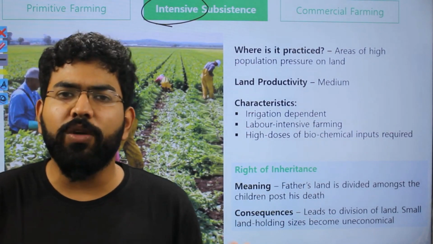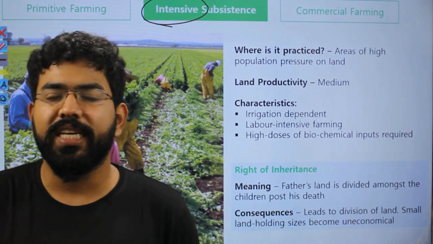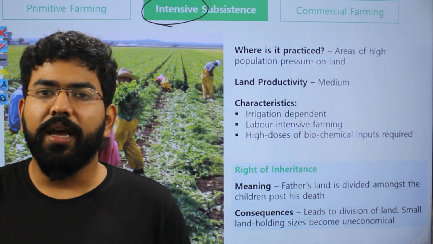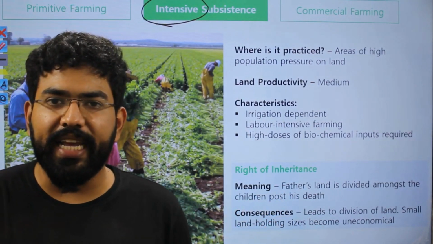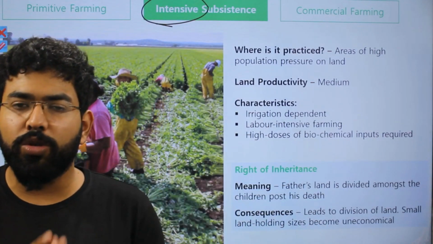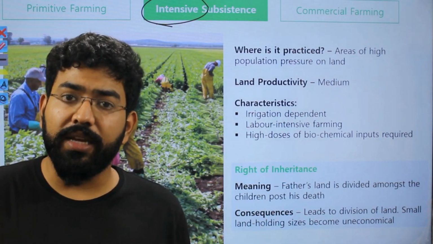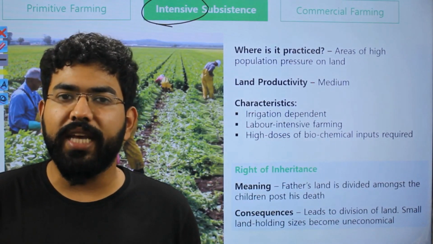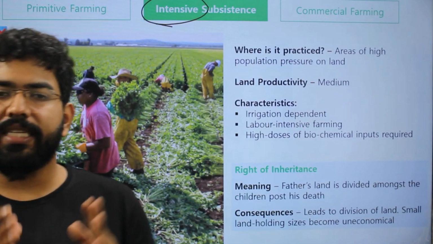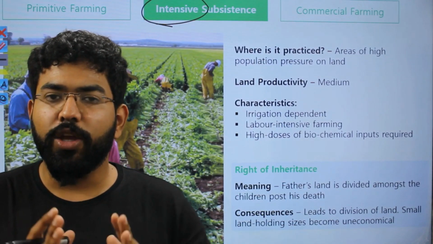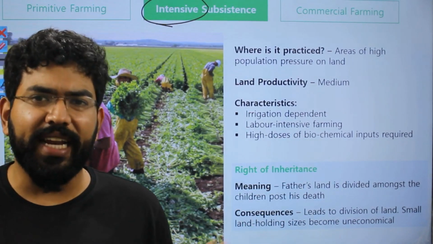So he would still be using some fertilizers, but he will not be using modern machineries. The farmers won't be using machineries that give him easier access to quickly harvest the crop. So those technologies will not be there, but still the productivity will be medium because he has a lot of labor with him. So in this subsistence intensive farming, you have medium productivity, and it is quite prevalent in India.